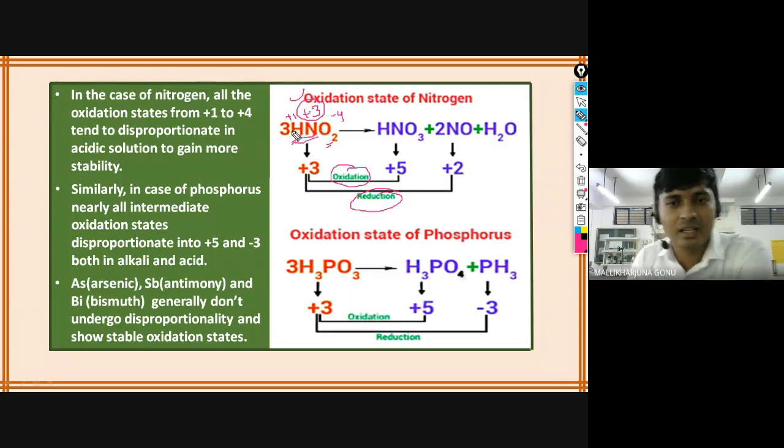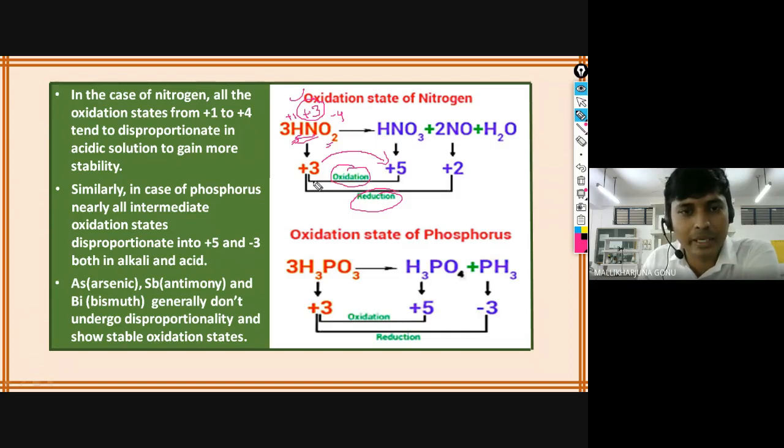If in any compound both oxidation and reduction are happening, how can it be decided which is oxidation and which is reduction? By checking the oxidation number of the central element. If you find out what is happening to the central element, you can tell whether oxidation or reduction is taking place. So here, +3 is changing to +5. That means it is increasing by 2. So this is oxidation.